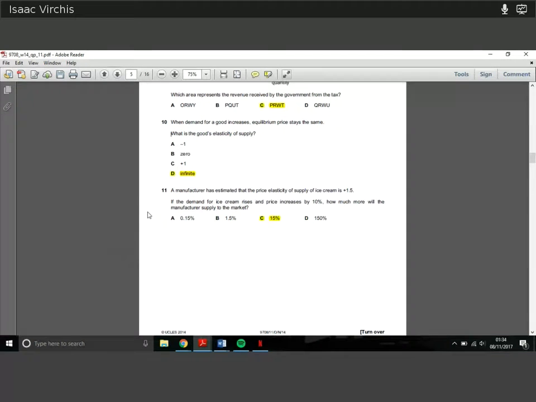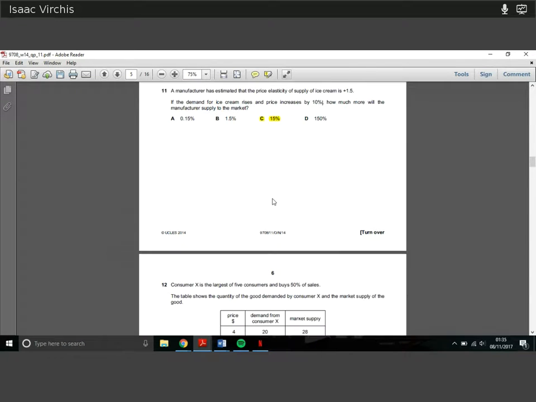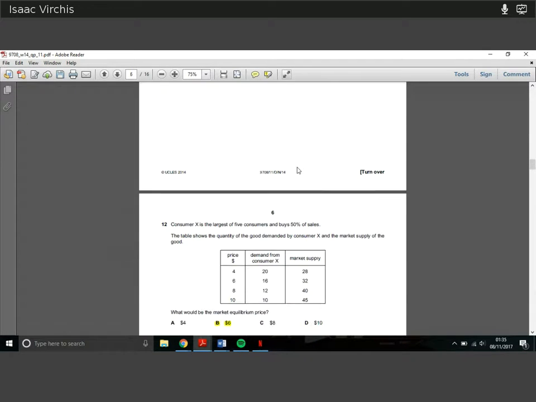Okay, in question 11, here we have a manufacturer who has estimated that the price elasticity of supply of ice cream is plus 1.5. So depending on which way price goes, we're going to see supply move in the same direction by a factor of 1.5. So we have to multiply whatever the percentage increase is by 1.5. Here we know that price is increased by 10%, so we multiply 10% by 1.5. We know that's 15%. Therefore, the manufacturer will supply to the market an increased supply of 15%. Again, a quite simple question regarding the understanding of price elasticity of supply equations and just applying the math there.